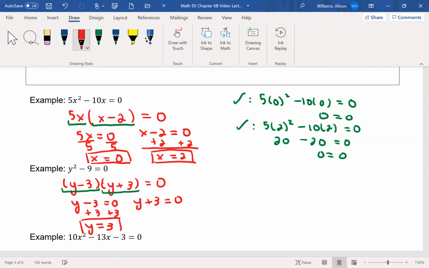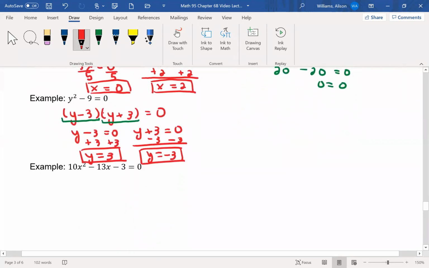I'm like squeezing it in. Sorry, I didn't give myself very much space. On this one, if I subtract 3 from both sides, I'm getting y equals negative 3. Awesome. All right, let's try another one here.